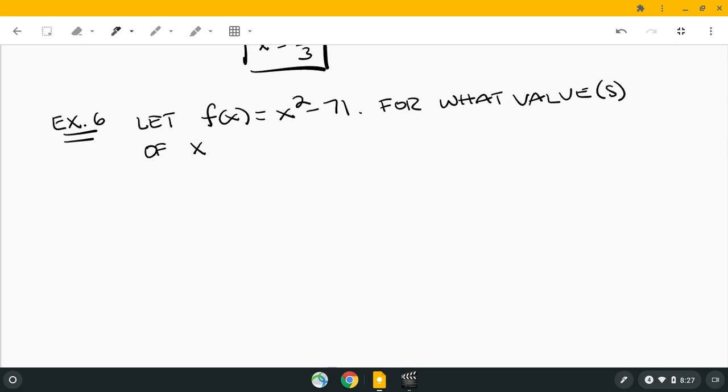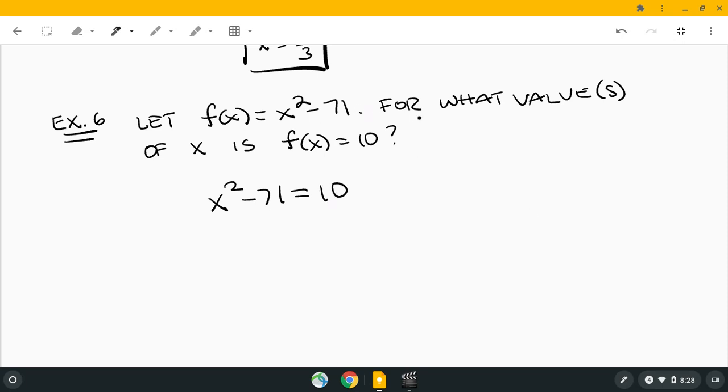What values of x is the function equal to 10? Okay, so for what value or values of x is a function equal to 10? Well, here's your function, and we want to know when does this equal 10? So let's go ahead and set it equal to 10. X squared minus 71. We want to know when does that equal 10? Okay, so that's what all of that means.